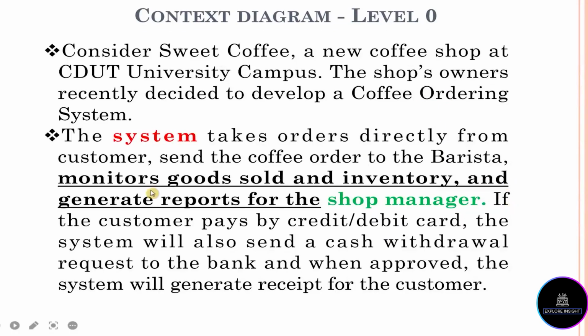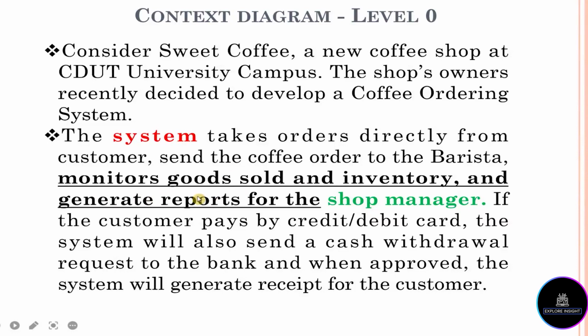Now we have monitors goods sold and inventory and generates reports for the shop manager. Who monitors? The same system. Please, in every information system, take note of this comma. Now, the system will monitor goods sold and inventory and generate reports for the shop manager. Before now, we only have entities for customer and barista. So we have to create a new entity for the shop manager. And in order to shorten this, we will call it management reports.